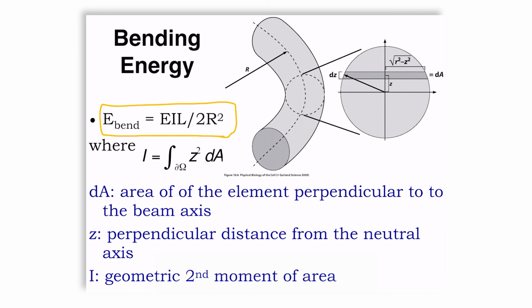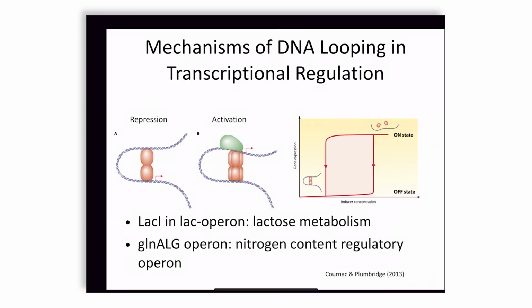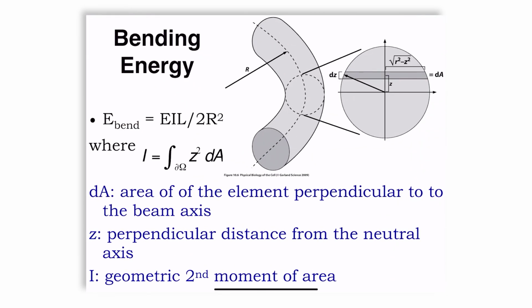But the working idea is, how does this EIL upon 2R square relate to what we're trying to discuss? And that's what I'm going to talk to you about next in terms of the meaning of I, that is to say the geometric moment of inertia, and the energy of looping.